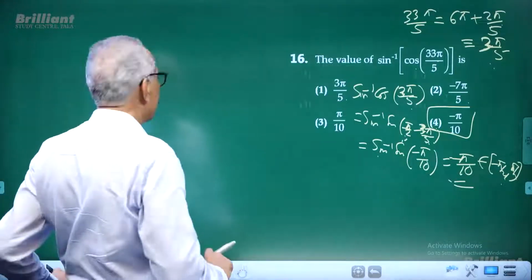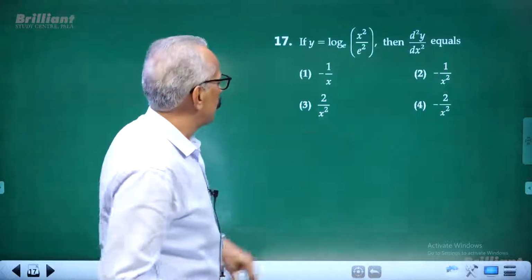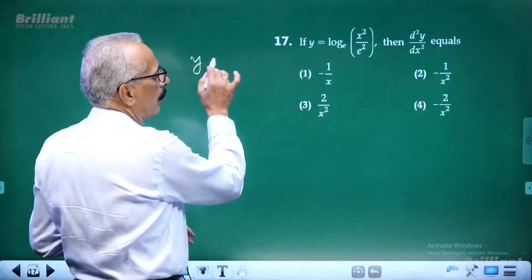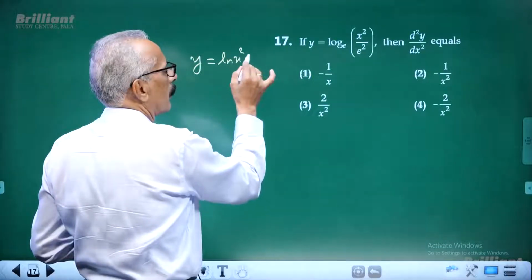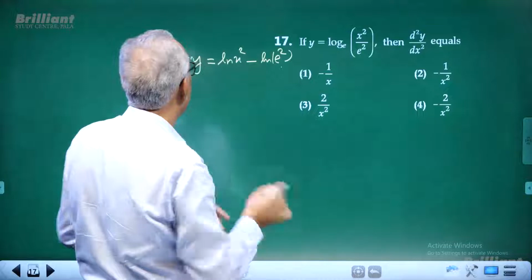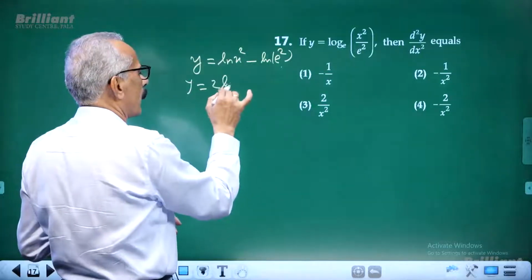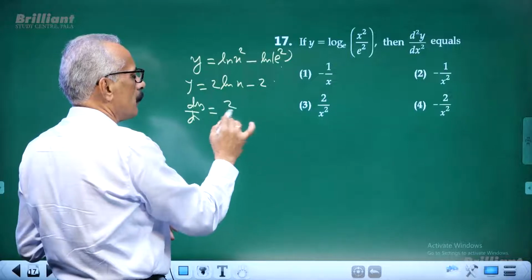On to the next question. Question 17. This you can easily solve. You simplify. What's your y? Your y is equal to log of x square minus log of e square. You know log natural e square is 2. So y is equal to 2 log x minus 2. Come on, dy by dx is equal to 2 by x.